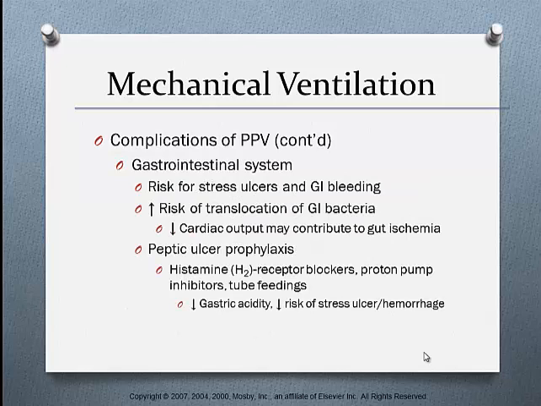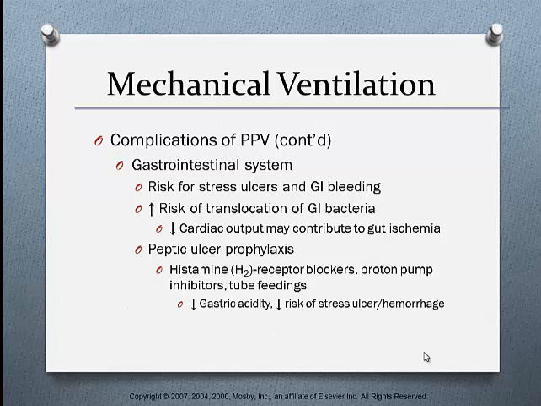The GI symptoms: patients on mechanical ventilation are at risk for stress ulcers and GI bleeding. They're also at a risk for translocation of GI bacteria. The decrease in cardiac output can contribute to gut ischemia.